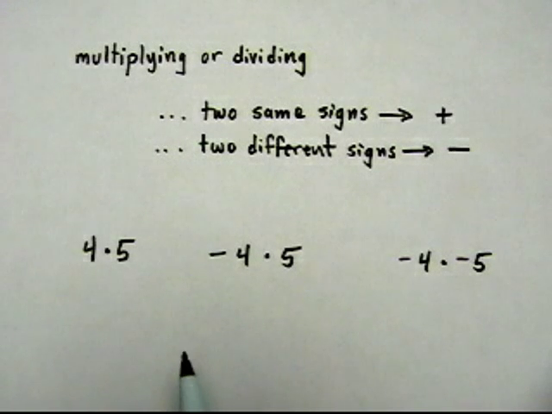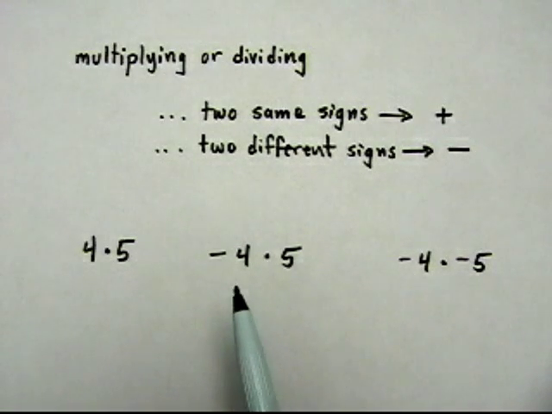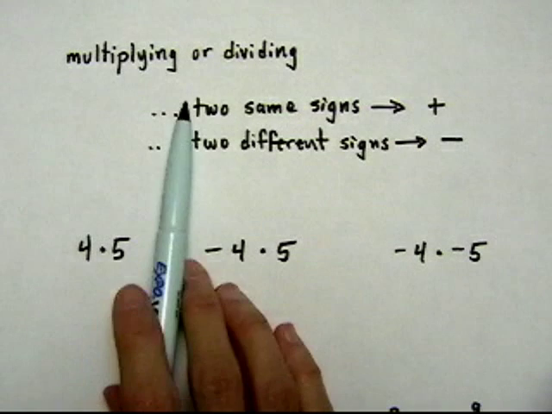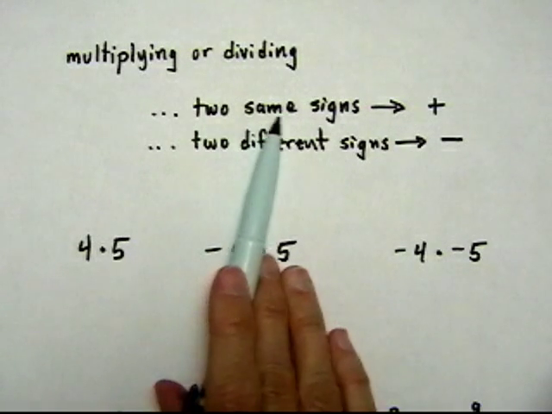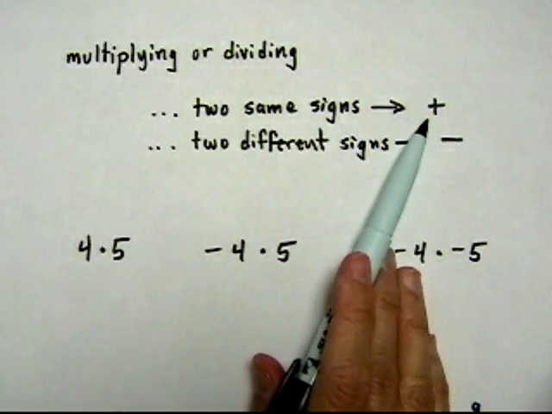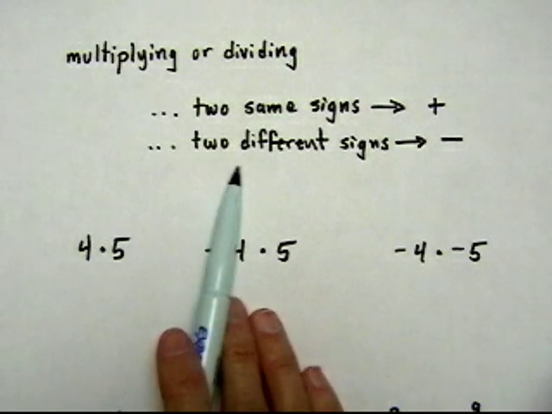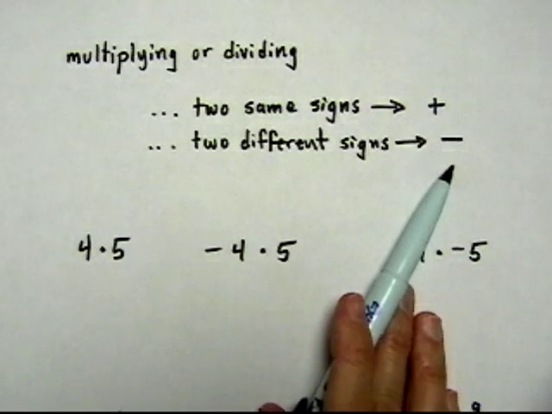In these problems, we're going to multiply or divide signed numbers. So let's take a look first at the rule. If we multiply or divide two same sign numbers, we get a positive. If we multiply or divide two different sign numbers, we get a negative.